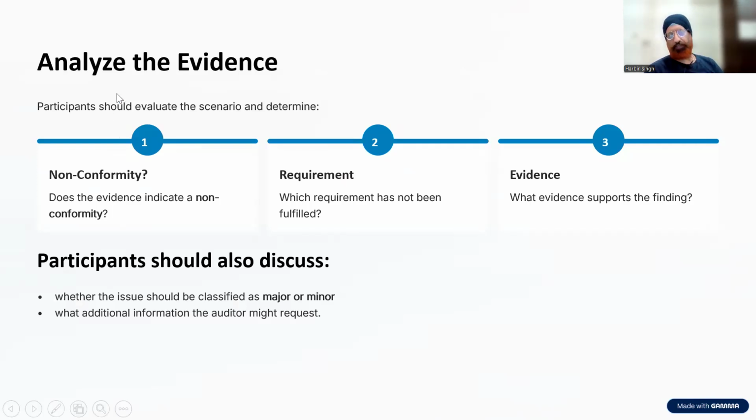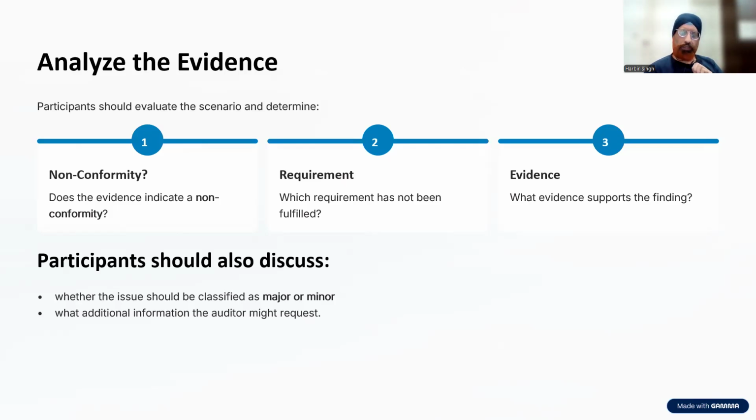Let's analyze this evidence. Participants should evaluate the scenario and determine the non-conformity. Does the evidence indicate a non-conformity? By now, you know that there is one system which is not compliant. So you have to identify relevant documentation and evaluate that documentation with regard to this one AI system which is non-compliant. And then you have to identify whether there is a very clear-cut non-conformity that is visible or not.